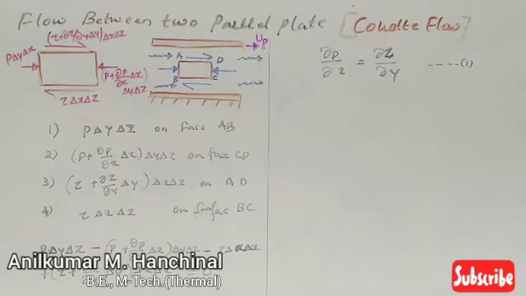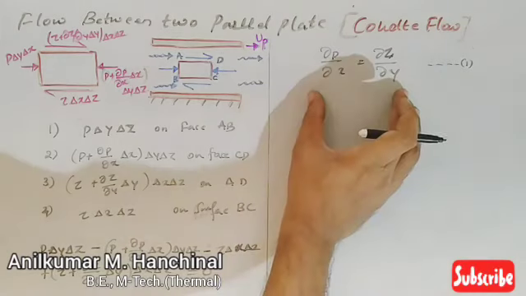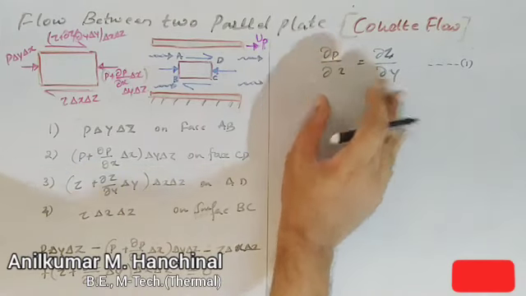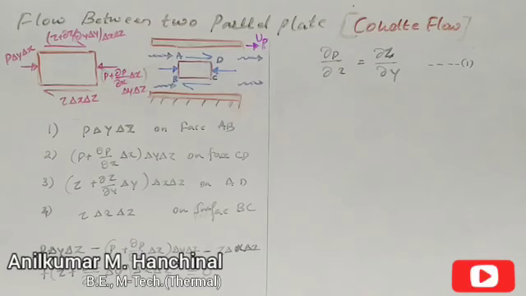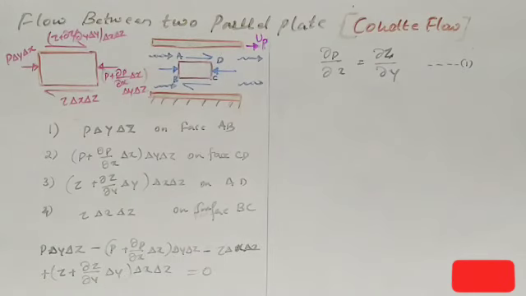Now this is not the actual pressure distribution yet, so that will be simplified in the further steps. Now the velocity distribution across any section is obtained by substituting the shear stress value in this equation. Okay, then we'll get the velocity.